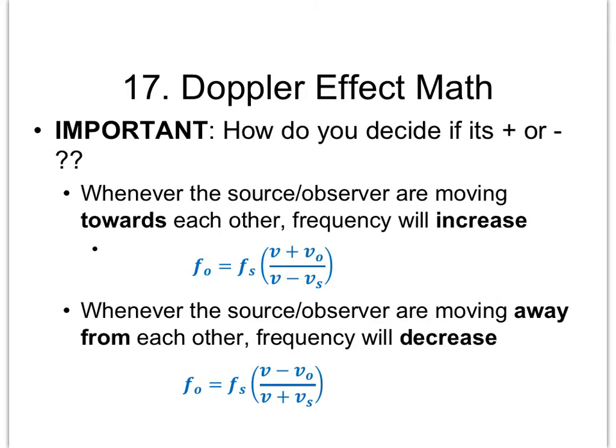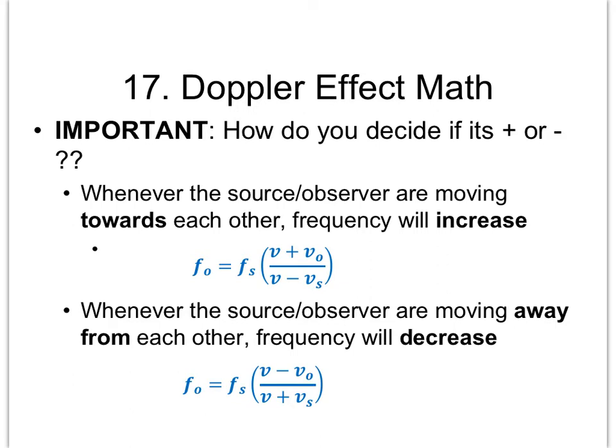So as you may have noticed, this equation, and this is probably the first time we've had this all year, has a plus or minus symbol on both the top and bottom of that fraction. So a really important question is, how exactly do we decide whether it's minus or plus?